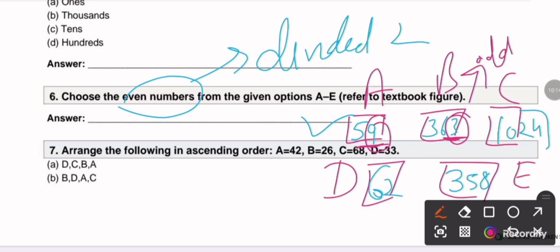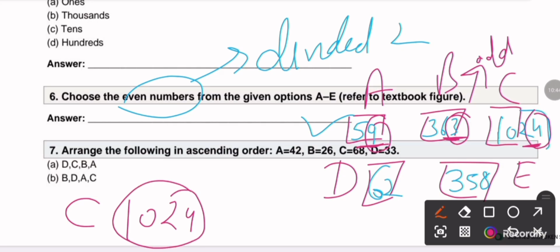Here in this number 1024, see the last digit, 4. 4 is an even number because it is divisible by 2. So C, 1024, is an even number. Now 62. See the last digit, 2. 2 is divisible by 2, so 62 is also an even number. And go to the last number. See the last digit, 8. So 8 is an even number. It is divisible by 2. So it's also an even number.